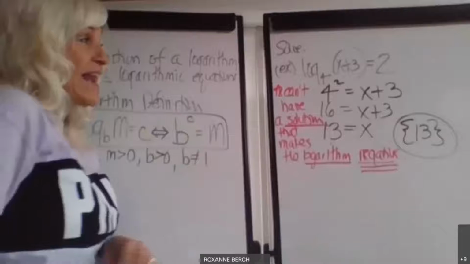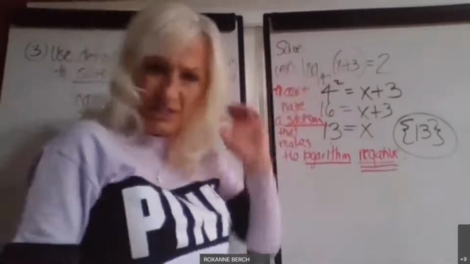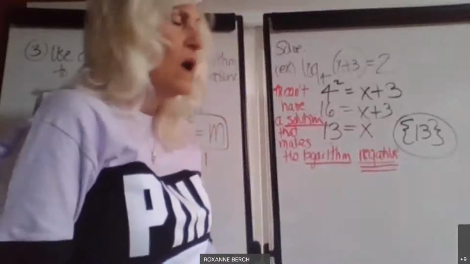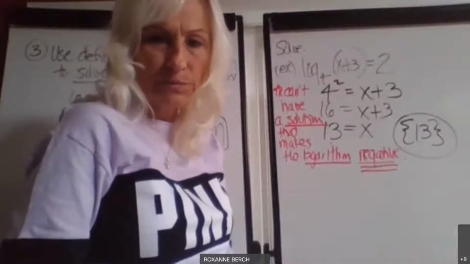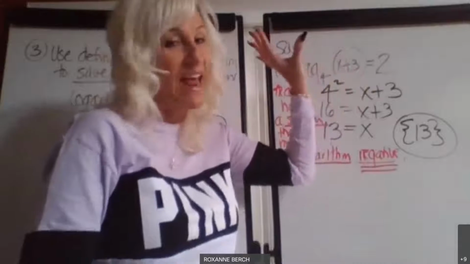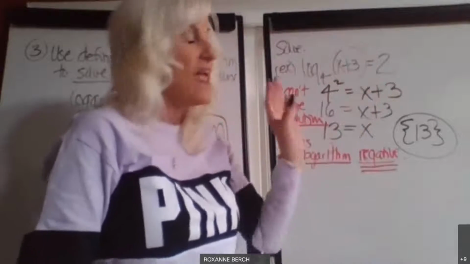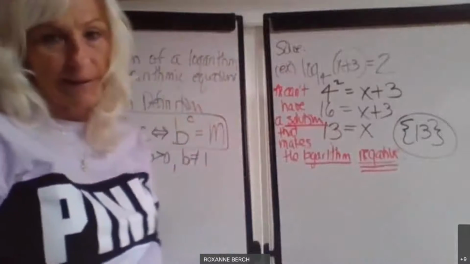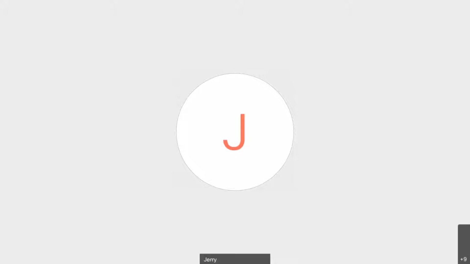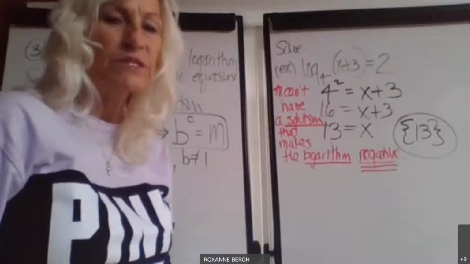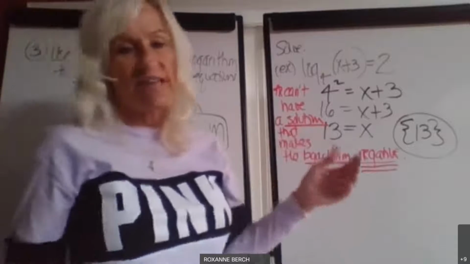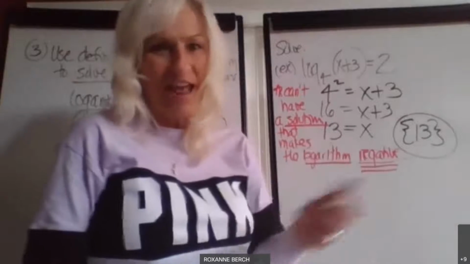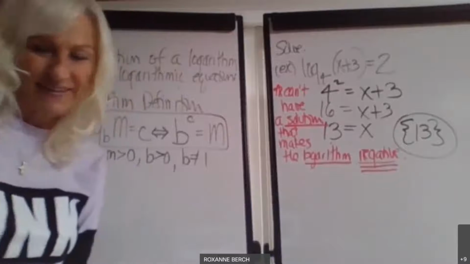Now, -1 is also a good answer because -1 works. -1 plus 3 is 2. But if you have a -5, no, because -5 plus 3 is negative. So you can't have a negative in the logarithm. Can't have a solution that makes the log negative. Ms. Birch, so it can't be -4 either, right? Because then it'll be -1. That's correct. -4 plus 3 is -1, can't have it. Good.